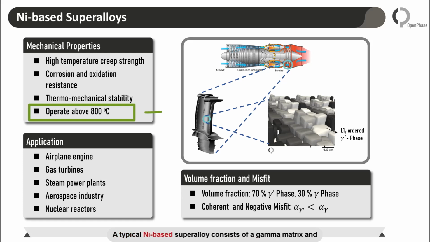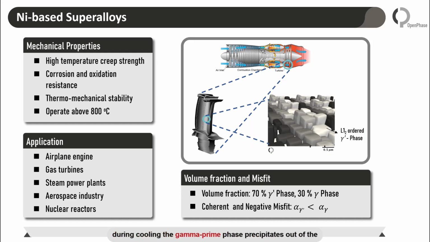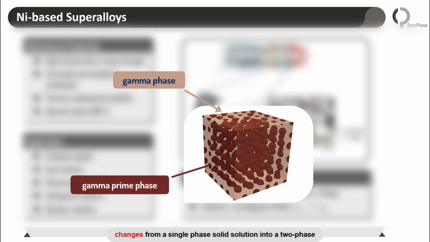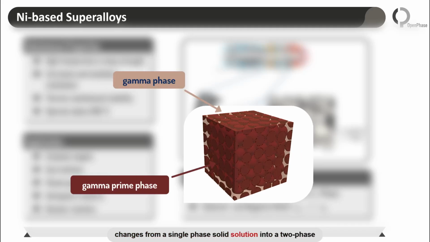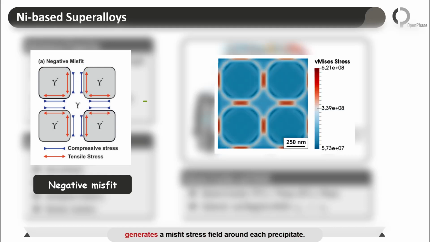A typical nickel-based superalloy consists of a gamma matrix and gamma prime precipitates. These precipitates play a major role in strengthening the alloy. During cooling, the gamma prime phase precipitates out of the gamma matrix. This is a solid-state phase transformation, where the alloy changes from a single-phase solid solution into a two-phase microstructure. The gamma prime precipitates have a slightly smaller lattice parameter than the gamma matrix. This creates what is known as a negative misfit, which generates a misfit stress field around each precipitate.